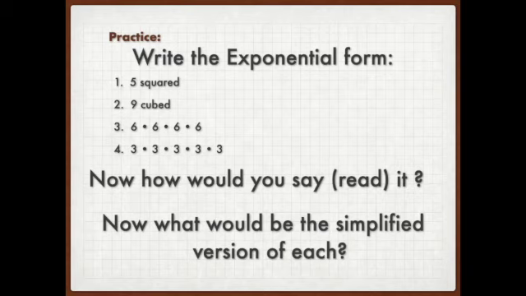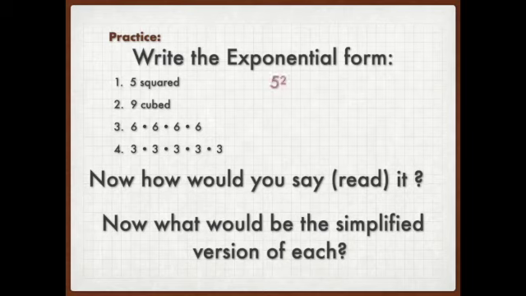Okay, so if we want to write the exponential form, 5 squared would be 5 with the superscript 2, and that's going to be 5 times 5. If I want the simplified form, it would be 25. 9 cubed would be 9 with a 3 superscript. 6 times 6 times 6 times 6 would be 6 with a 4 superscript. And then number 4, 3 times 3 times 3 times 3 times 3 would be a 3 with a 5 superscript.